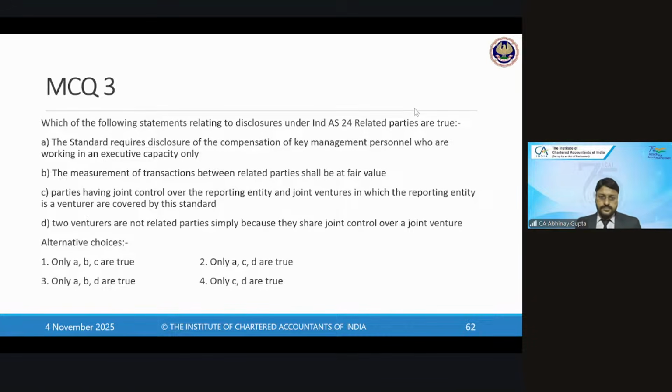I think it is option 4, or it will be ACD. 2 or 4. C and D are true. Since morning, have we ever discussed the word fair value? No. So by default, it is false, right? This is wrong.